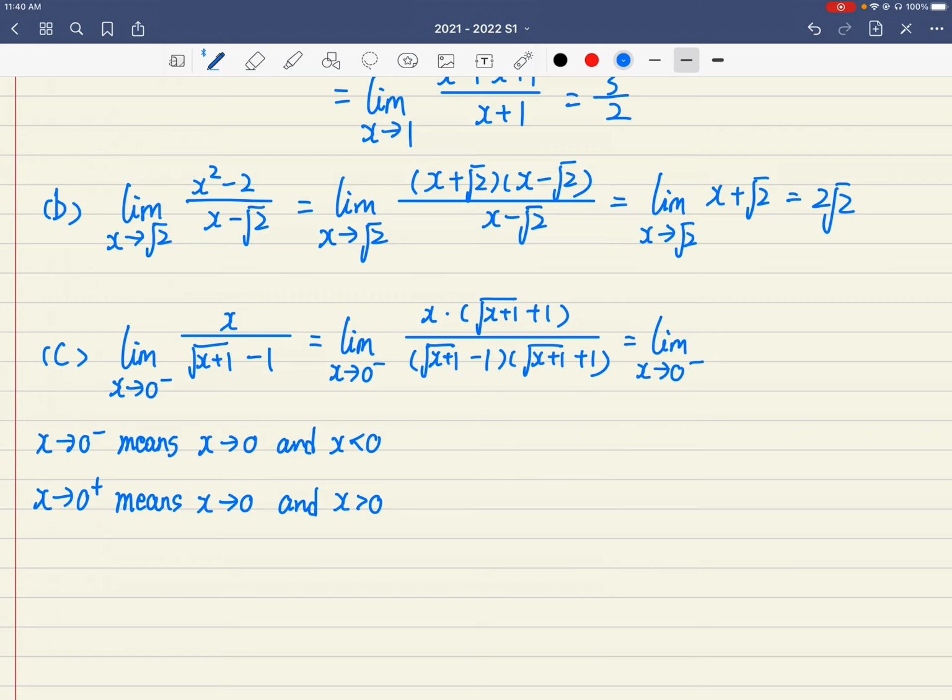And then here it's a minus b times a plus b, so it's a squared minus b squared. So it's square root of x plus 1 squared, which is x plus 1, minus 1 squared. The top is x times square root plus 1. So now you can see the bottom, these two parts cancel out, so the bottom is just x. The top here has another x, so these two can be canceled out.